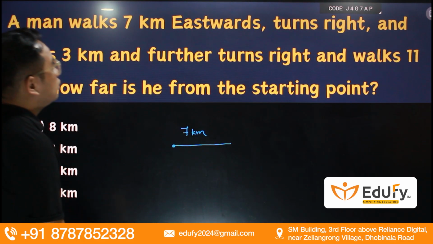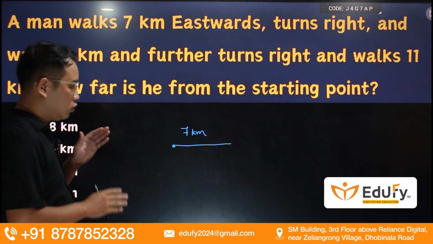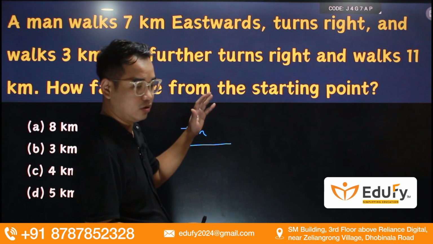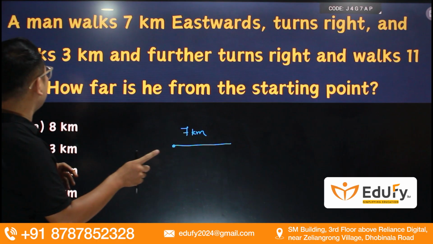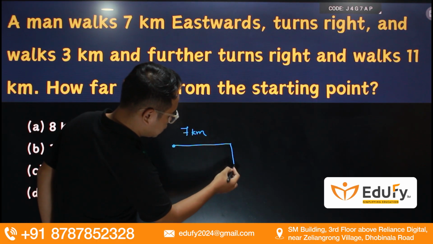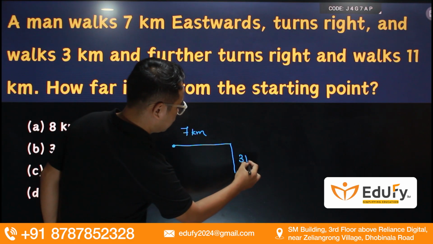Now, turns right. When you're going towards the east, you're facing this side, so this is your right side and this is your left. So turns right and walks 3 kilometers. This is the right side, so I'll write this as 3 kilometers.